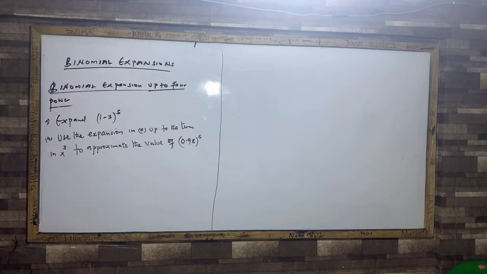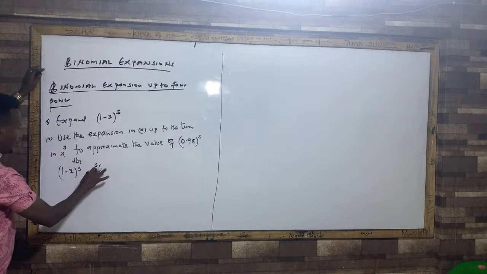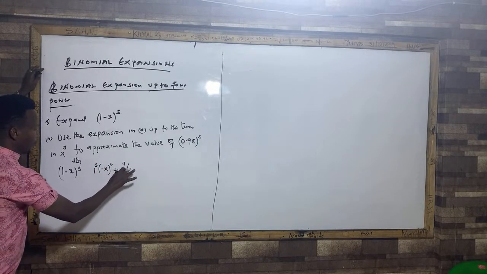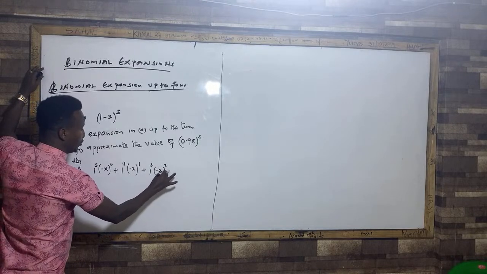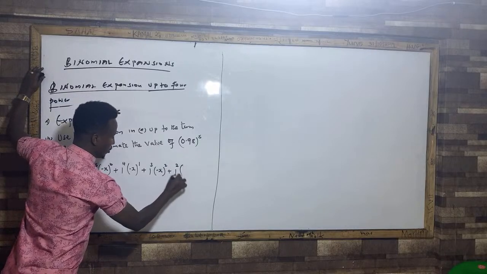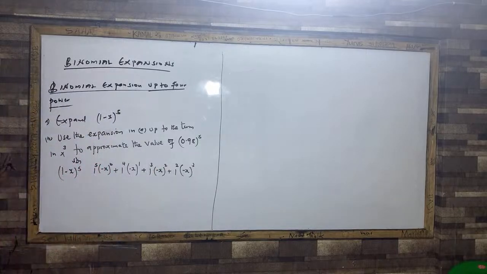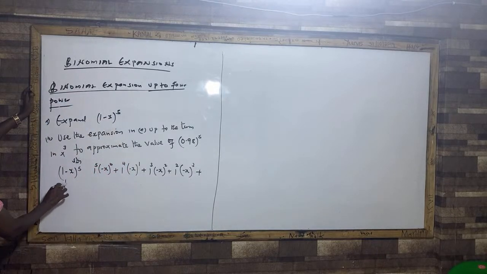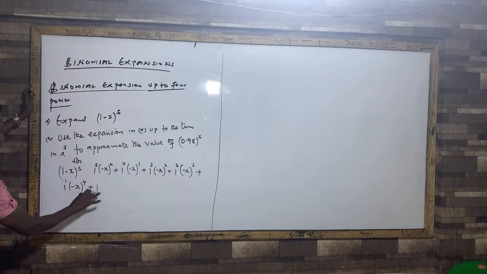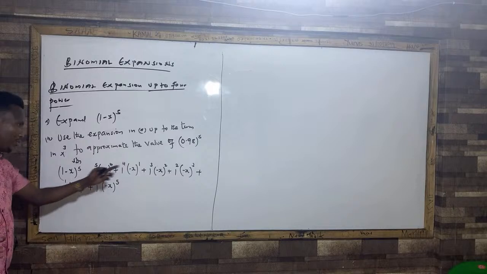What are we going to do here? We'll do the same. We have (1 minus x) to the power of 5. So it will be 1 to the power of 5 into (minus x) to the power of 0, plus 1 to the power of 4 into (minus x) to the power of 1, plus 1 to the power of 3 into (minus x) to the power of 2, plus 1 to the power of 2 into (minus x) to the power of 3. Stop, because you are told up to this one in the second question. For the first question you are told only to expand, so we continue: plus 1 to the power of 1 into (minus x) to the power of 4, plus 1 to the power of 0 into (minus x) to the power of 5. But when you go to the second one, you will use up to x to the power of 3.